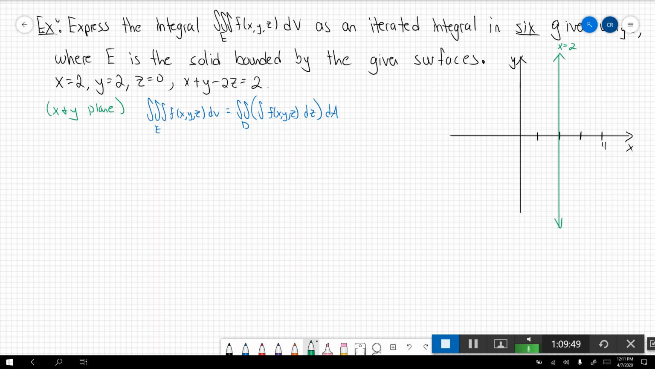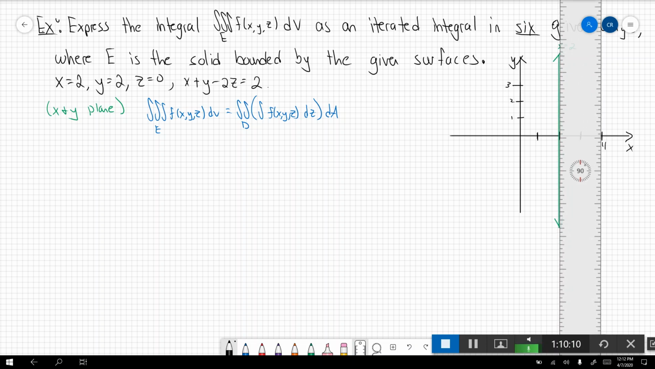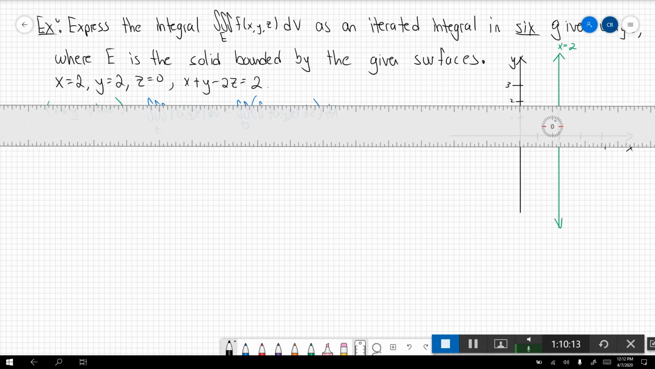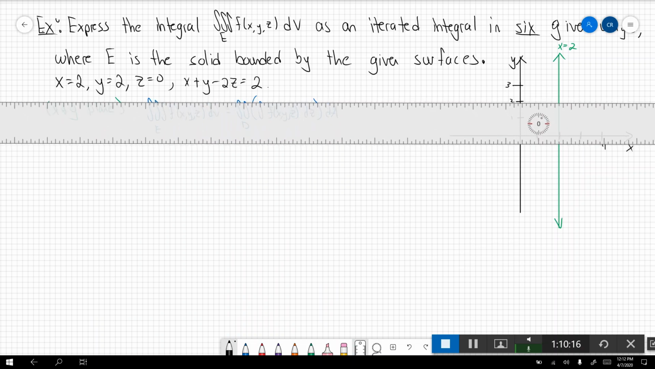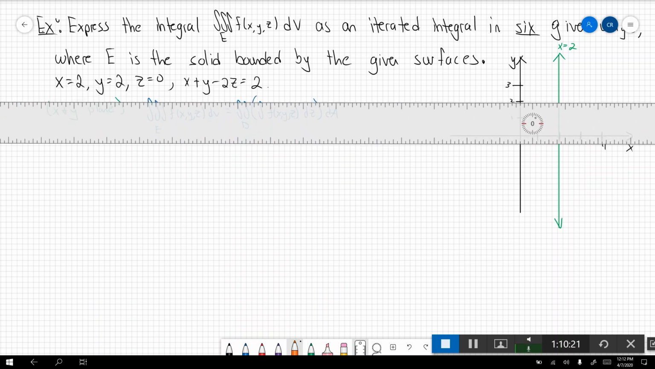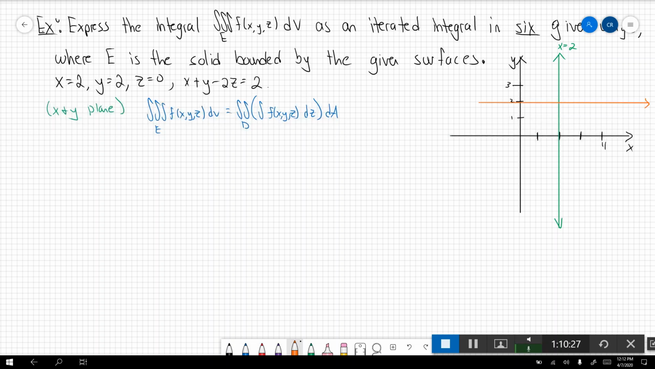y is equal to 2. So let's get y is equal to 2 going here. That's 1, that's 2, that's 3. Alright, let's get my ruler here. I want y is equal to 2, and there we are. So there's y is equal to 2.